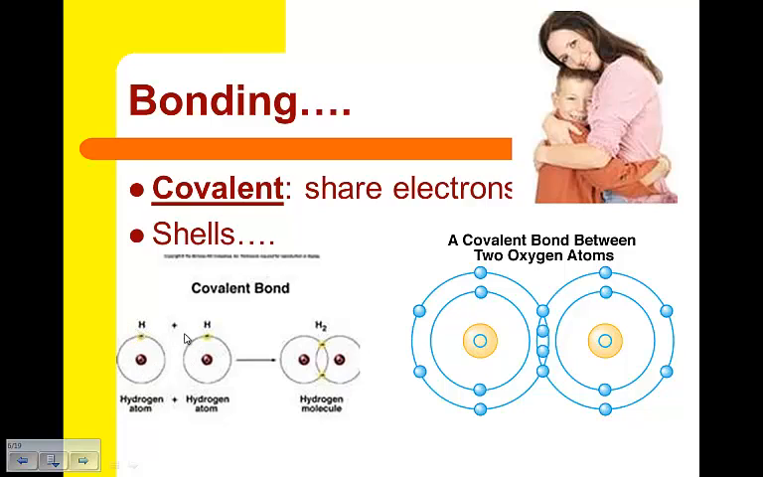So it is going to want to share. Here's a hydrogen with one, here's a hydrogen with one. Well, neither one of them is real happy because they're by themselves. So, hey, let's share. Look at like here in the hug, they're hugging.